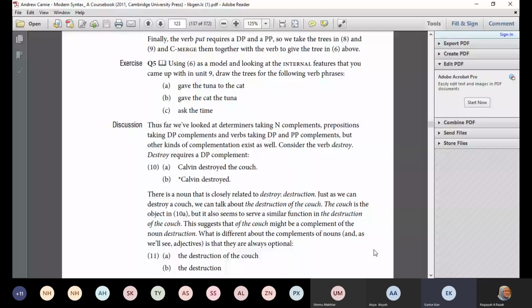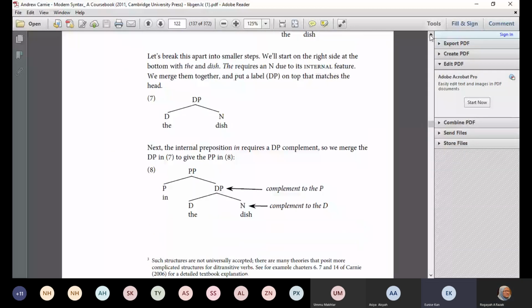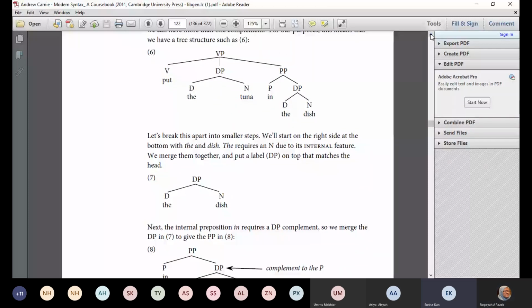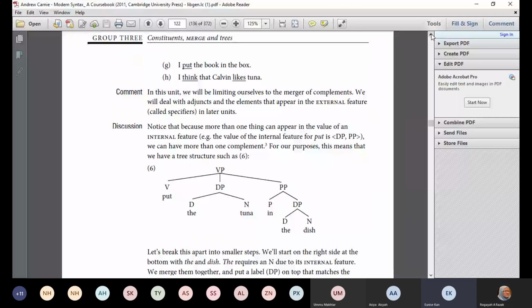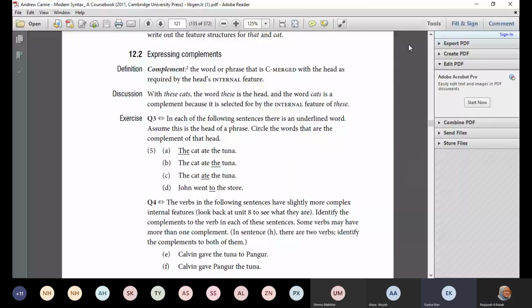I would like to ask about the head. So meaning the exercise for question 3, the fifth, the cat ate the tuna. Does each sentence have one head or more than that? Because in the cat ate the tuna, you can have the as a head for the cat, the as the head for the tuna, and ate as the head for ate the tuna. So is it one head or three heads in a sentence?